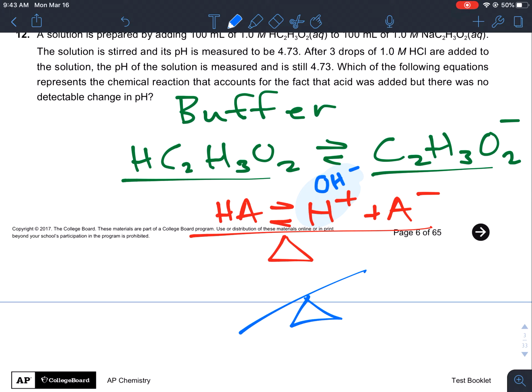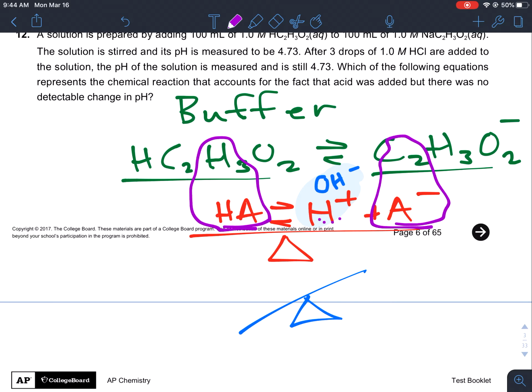One way I could preempt this: this guy's planning on taking my H pluses away, and I don't want it to affect my equilibrium. What you could do is preload it with a bunch of HA and a bunch of A minus. That way, if you take that H plus away, there's only a little bit of it and it will stay at equilibrium. This is what a buffer does.